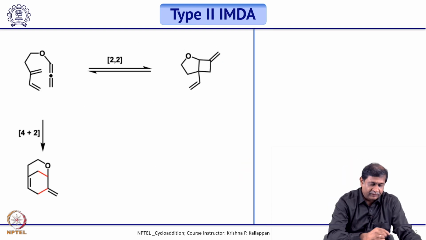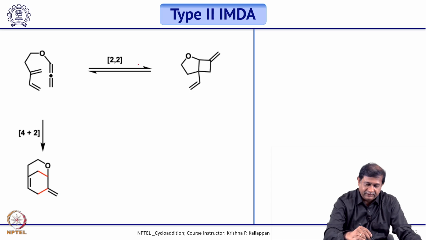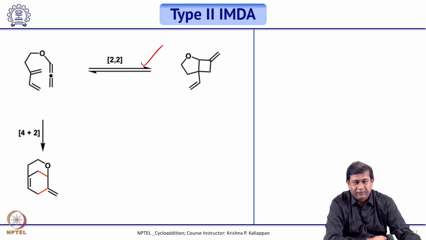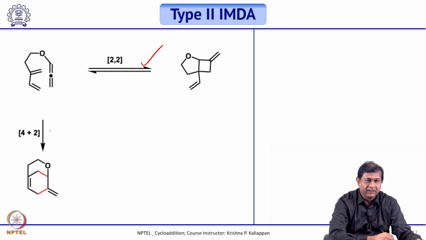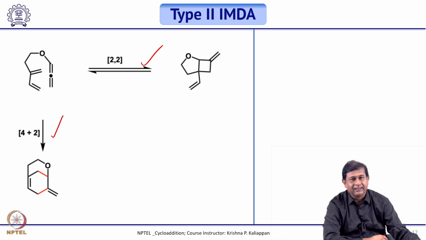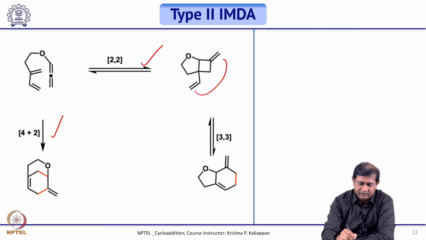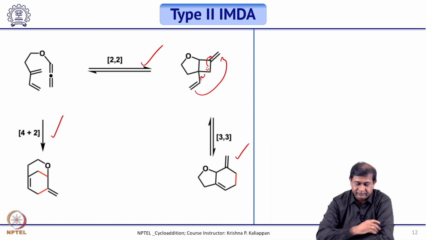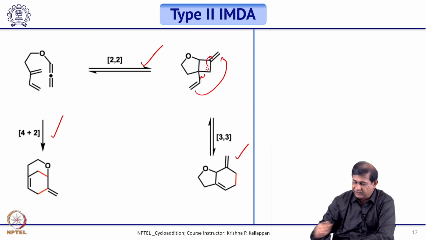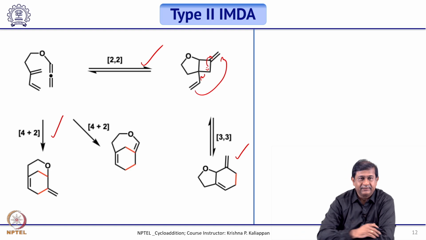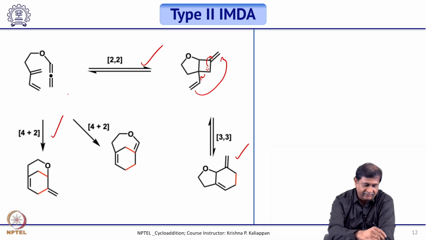Coming to the mechanism, as I told, this can be formed by an intramolecular 2+2 cycloaddition reaction, and the IMDA type 2 will give this product. Now this can also undergo a 3,3 sigmatropic rearrangement. If this undergoes 3,3 sigmatropic rearrangement, then you will get another interesting bicyclic compound, and here as I said, first is intramolecular type 2.